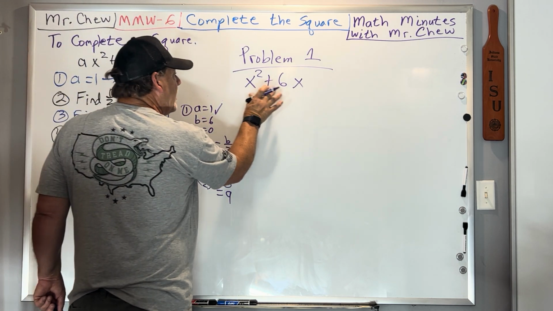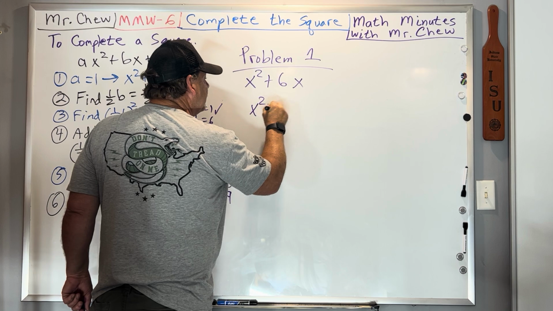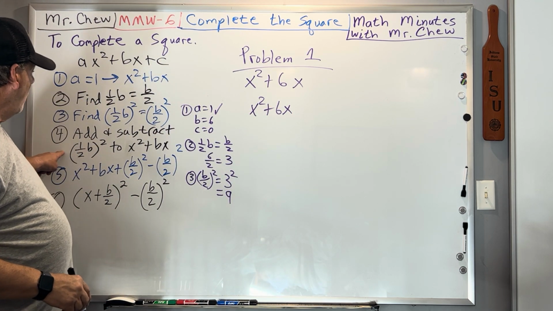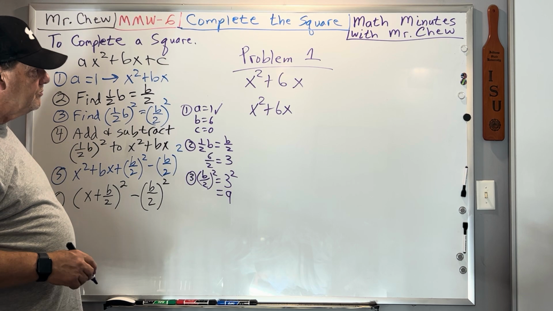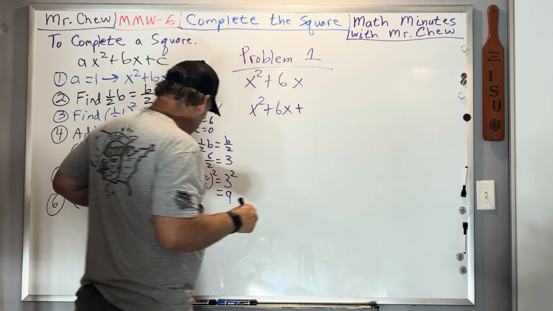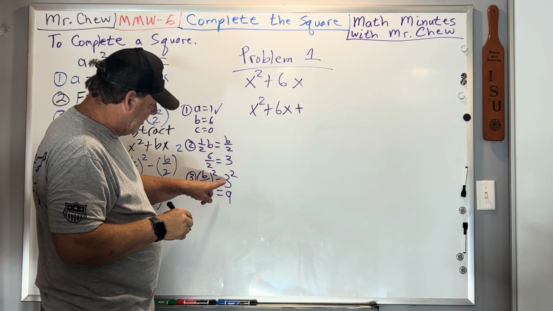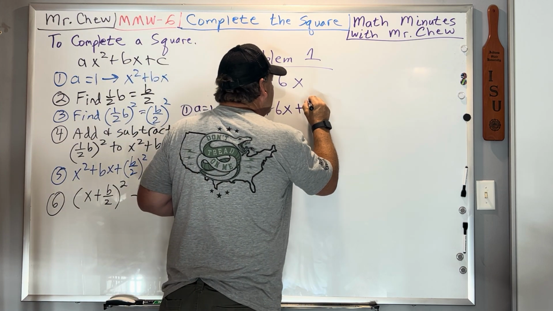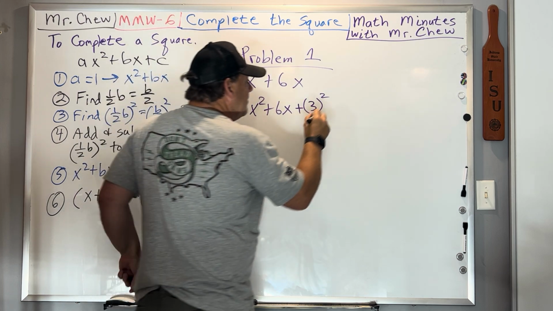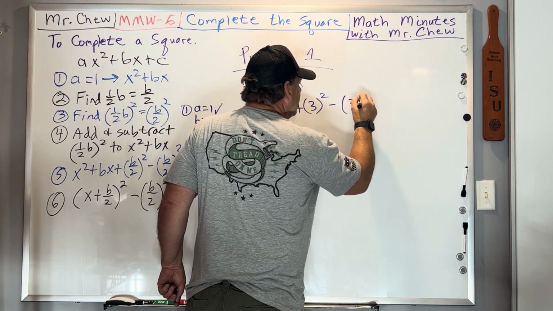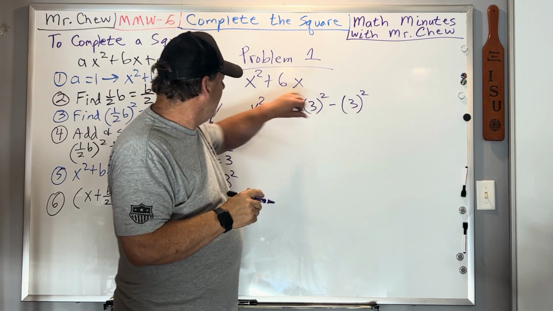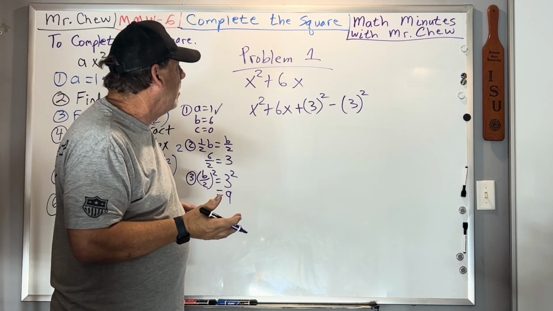So let's go over here. Here's my x squared plus bx, x squared plus 6x. And I'm going to add 1/2 of b squared and subtract 1/2 of b squared to that. So I'm going to add 1/2 of b squared, which is 3 squared, and I'm also going to subtract that. So when I add 9 and subtract 9, I get my original 1 back, which is what I want.